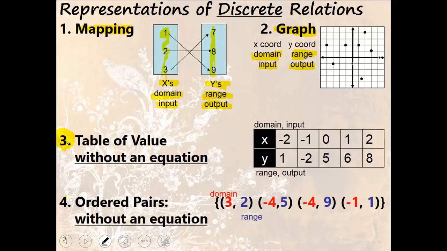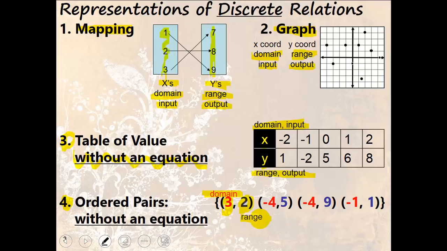Now 3 and 4: notice the criteria is that there's no equation associated with this table of values. You're just given this table of values and not told anything about how the points were derived. So your x's are your domain or inputs, your y's are your range or outputs. And again, with ordered pairs, no associated equation. You haven't generated anything from an equation. The first term, like what I put in red, those are your domain. Your second coordinate, the ones in blue, are your range.